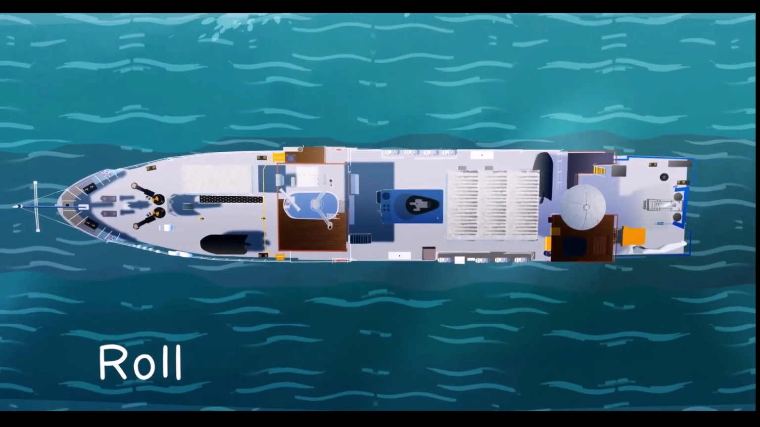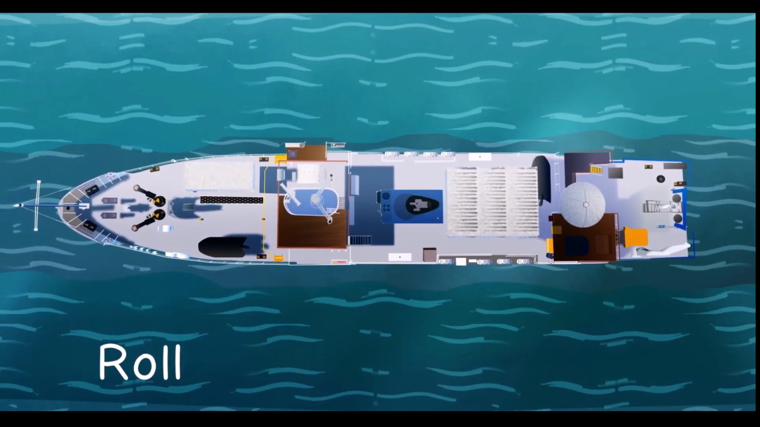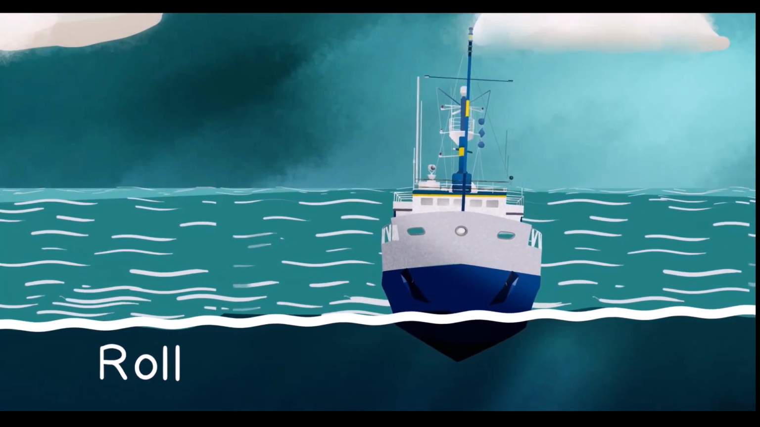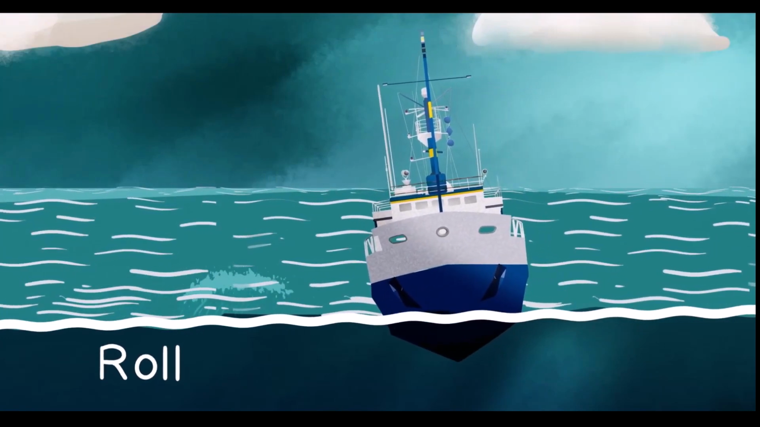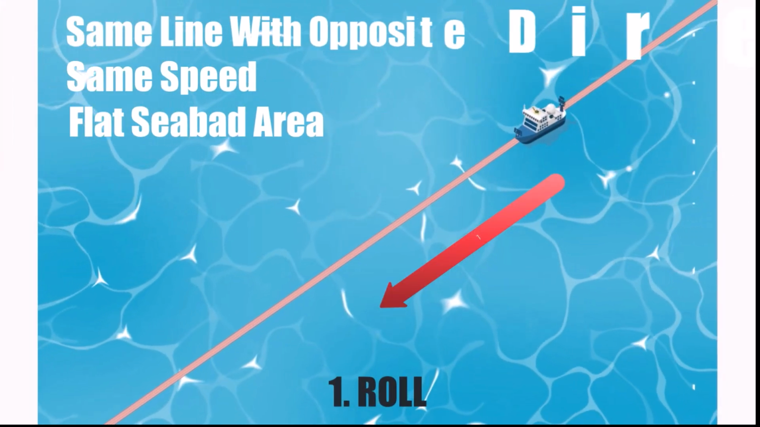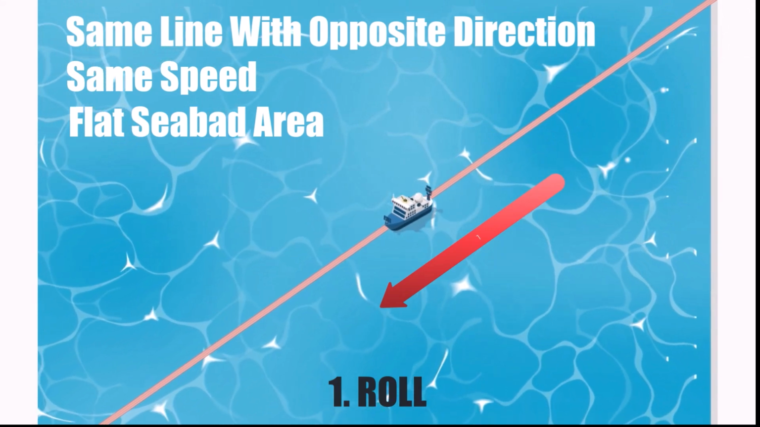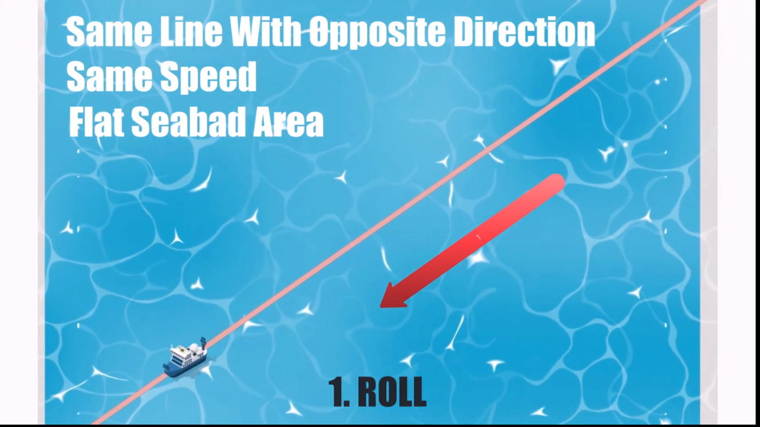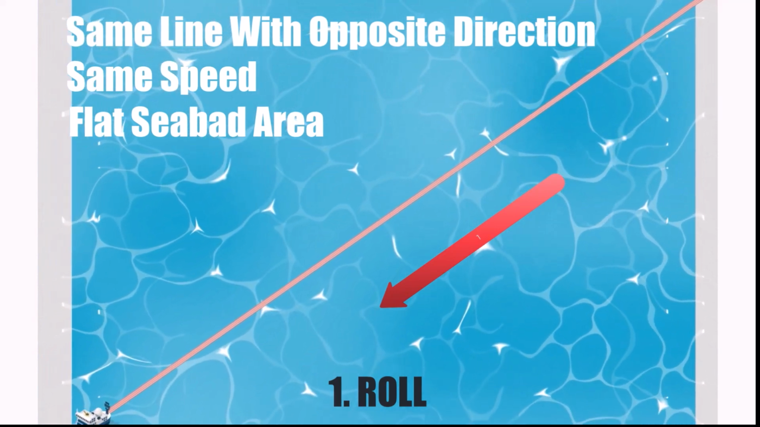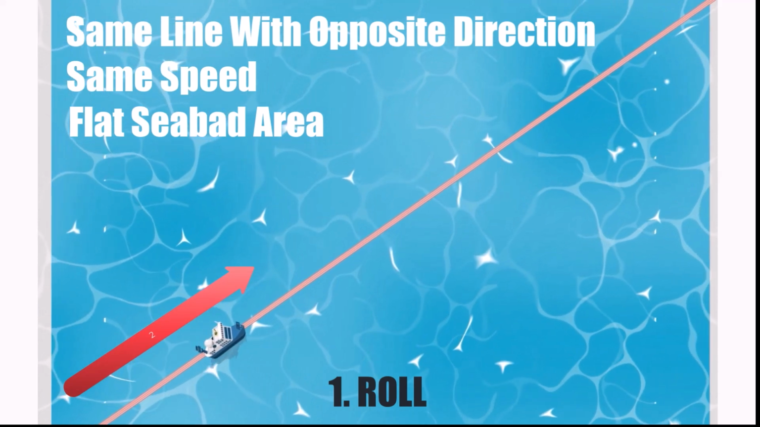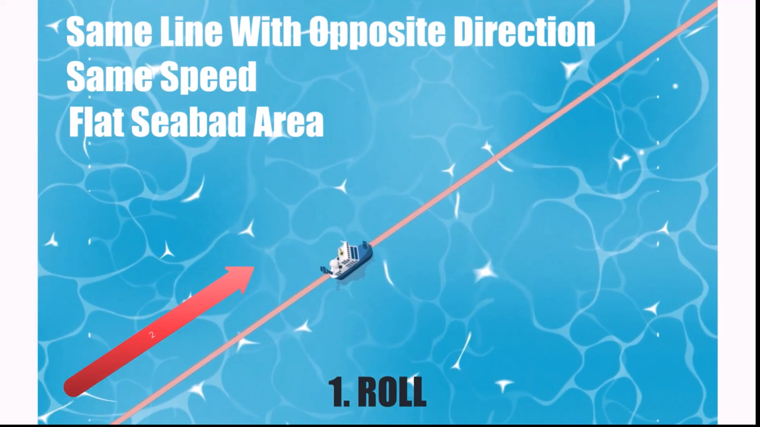Number 1. Roll. Roll is how we describe the tilting motion of the ship, side to side. Rolling comes from wind and waves pushing against the side of the ship, causing it to rock back and forth. The roll test uses two lines of data, run in opposite directions with the same vessel speed over the same ground, and they need to overlap as much as possible. An area of flat seabed is best for this test.